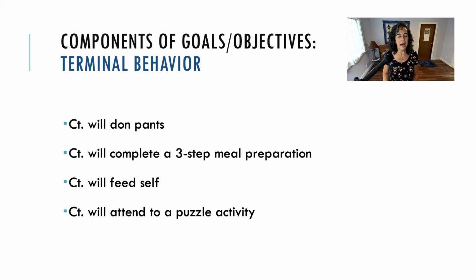Okay, so here are some examples of a terminal behavior. The client will don pants, will complete a 3-step meal prep, will feed themselves, or will attend to a puzzle activity. The terminal behavior is also sometimes called the outcome or the objective, and we want to be as specific as possible when we write about the terminal behavior.